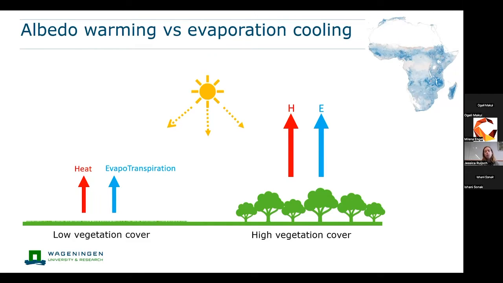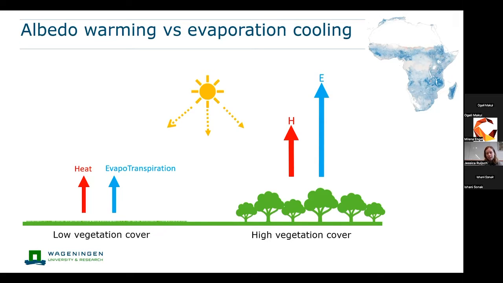And this is what we call albedo warming. The albedo is the amount of reflectance from the sun. At the same time, a high vegetation cover usually evaporates more water, so more energy is used for evaporation and less for heat. This will cause cooling. So you have this balance between albedo warming and evaporation cooling, and in most areas in Africa, you see that this evaporation cooling is more important.